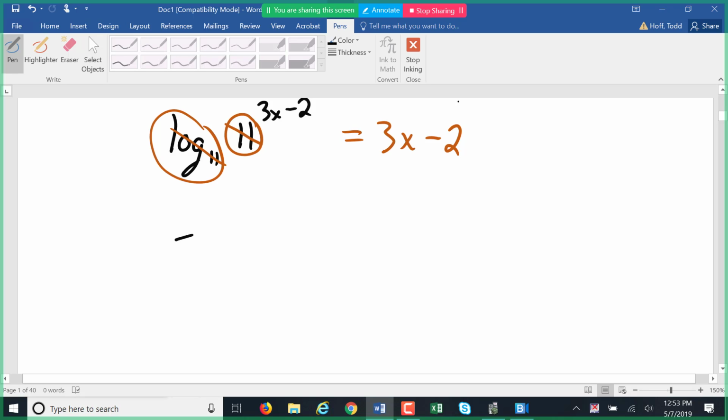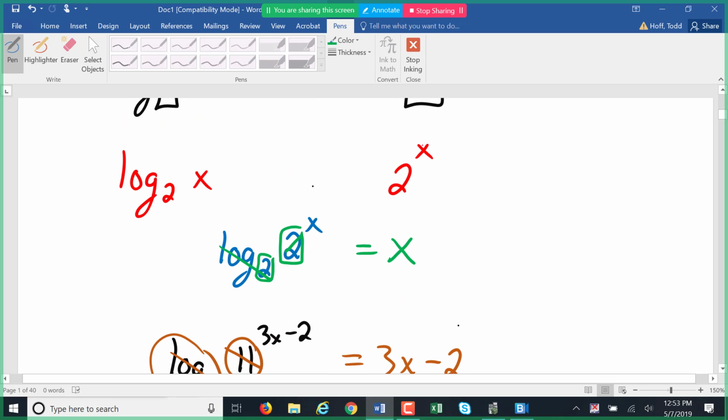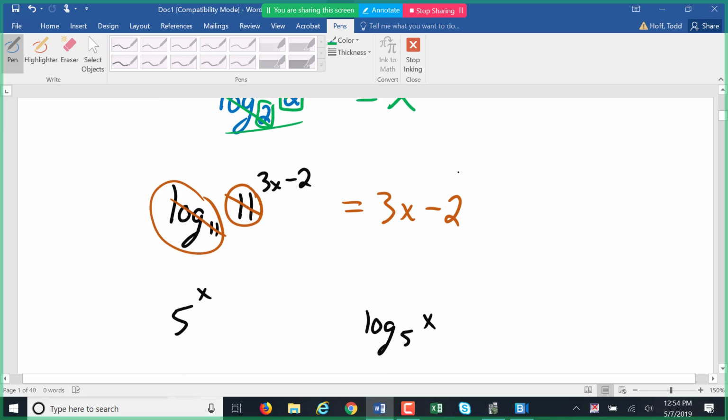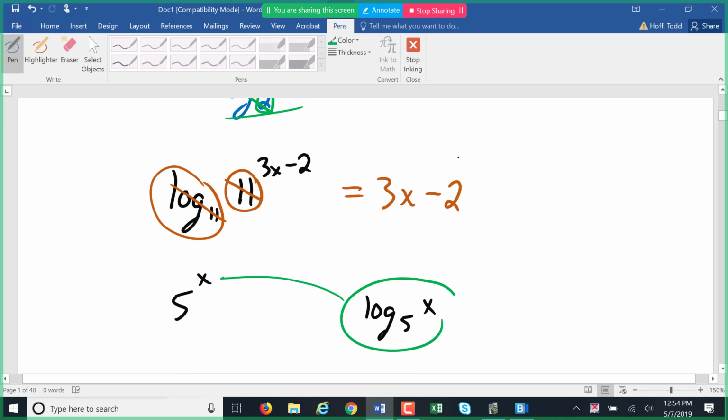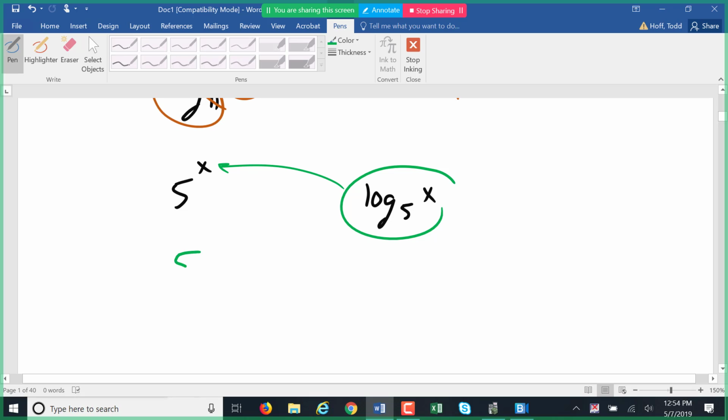If I have 5 to the power of x and log base 5 of x, just like up here, I put that 2 to the x in where the x was so they would cancel out. Here I want to put the log base 5 of x in where the x is. So instead of 5 to the power of x, it's going to be 5 to the power of log base 5 of x. Just like before, the base of 5 in our exponent and the log base 5 cancel out, and this just equals x.